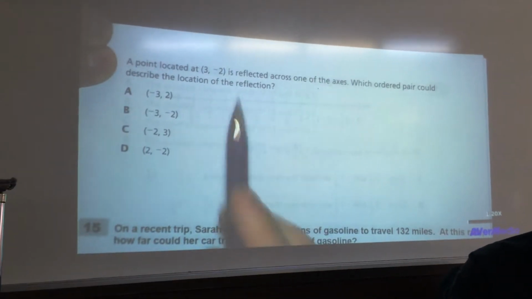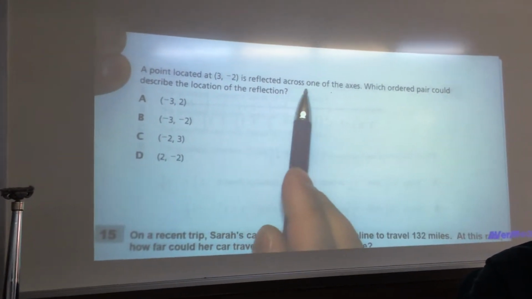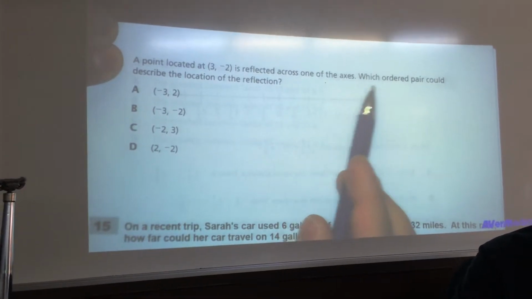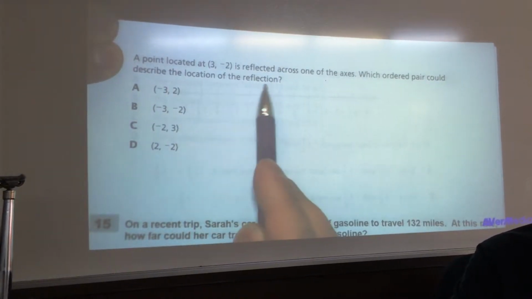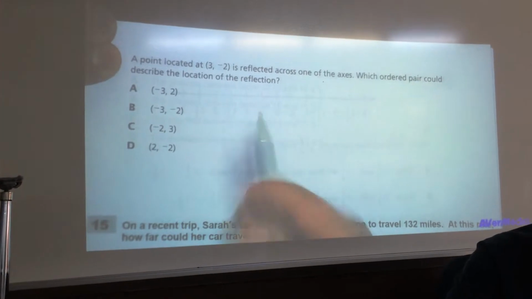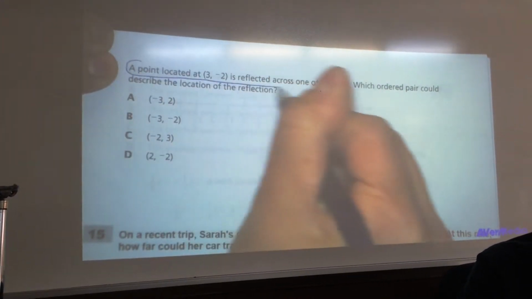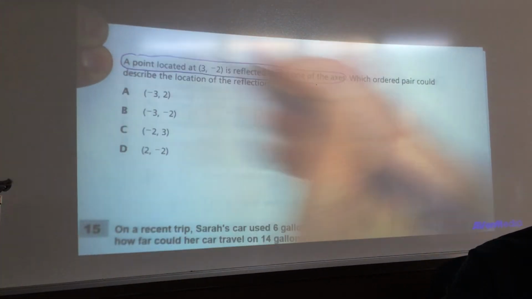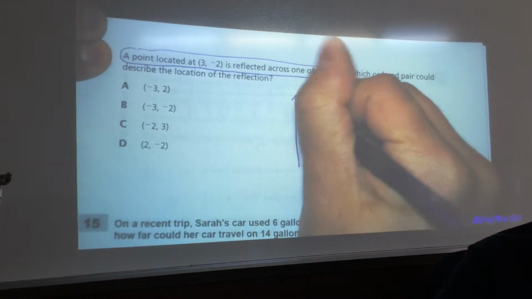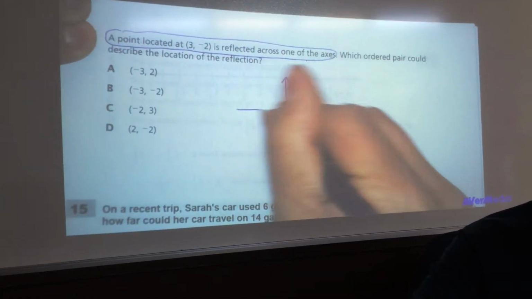A point located at (3, -2) is reflected across one of the axes. Which ordered pair could describe the location of the reflection? Okay, so right away, I see something like this. I hope you all did this, and if you didn't, please make sure to copy this down. You need to make a coordinate grid.